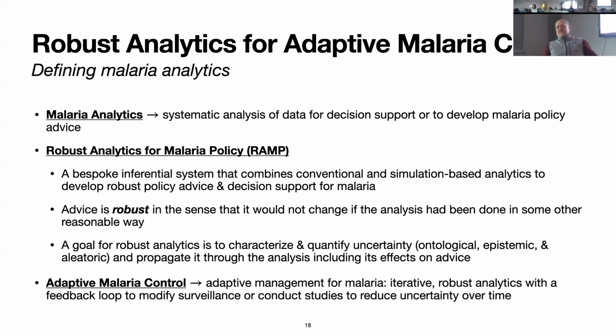So a big emphasis here, and I've said this before, but I'm going to say it again, is to characterize and quantify uncertainty, and then to propagate that uncertainty through the analysis all the way to the endpoint of the malaria policy advice, which means you're probably going to be doing a lot of computation. You're going to have to be doing things in pipelines where the analytics get replicated thousands of times. And each one of them is going to be using a lot of computer space.